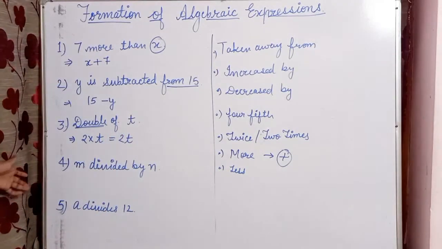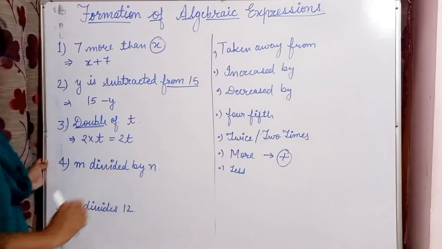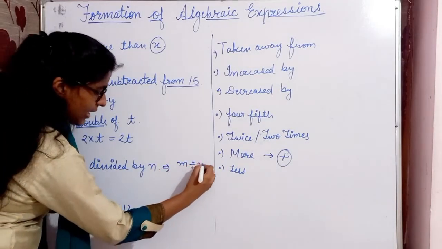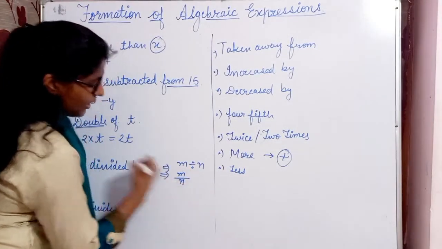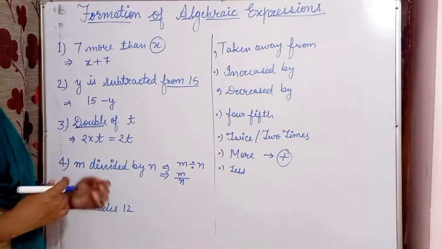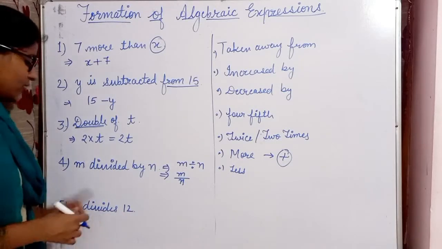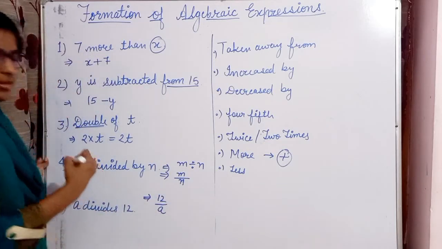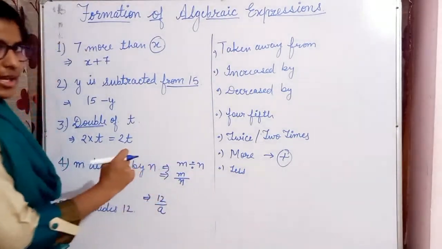Okay. Now next is m divided by n. Here you can write m divided by n in this formation, and you can write it in the fraction form also. Next is a divides 12. It means 12 is divided by a here. You can write a divides 12 as 12 divided by a. M is divided by n.